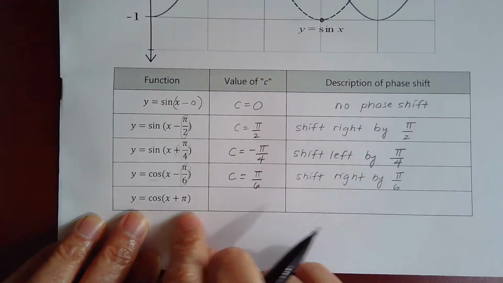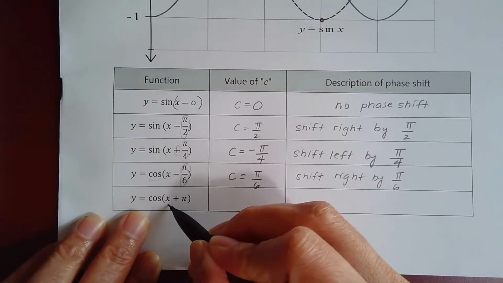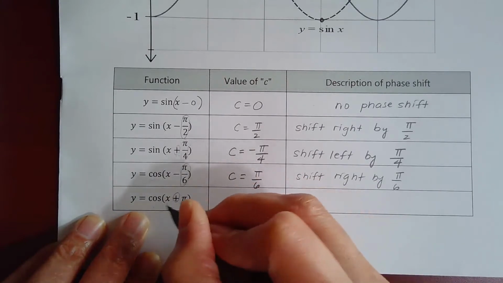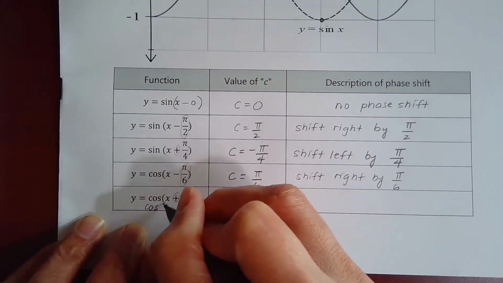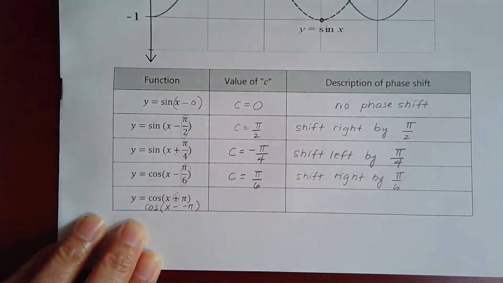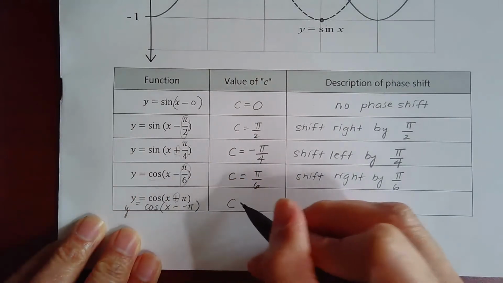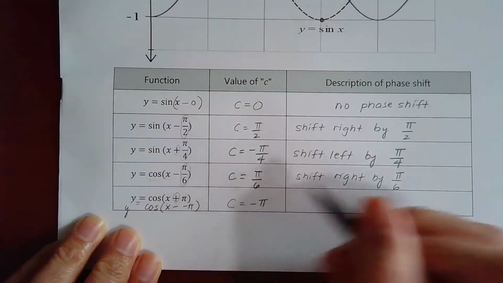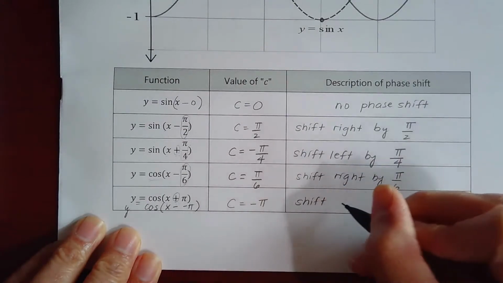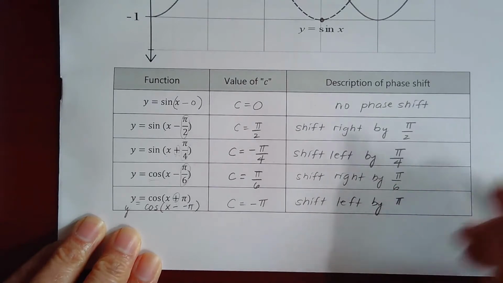And last but not least, cos of x plus pi. The reason this is a plus is because it's cos of x minus negative pi. So c is equal to negative pi. That means we're going to shift to the left. Negative means left. By how much? By pi.